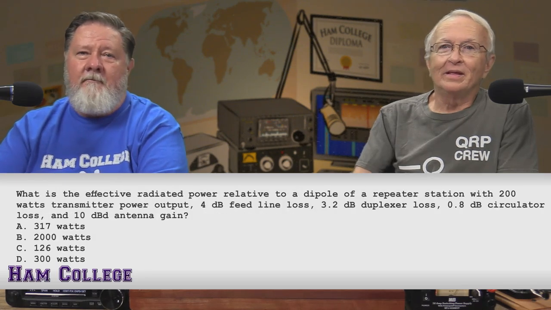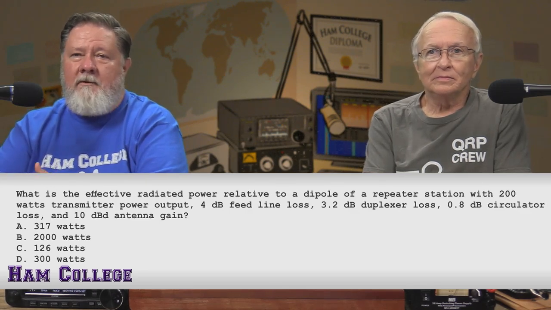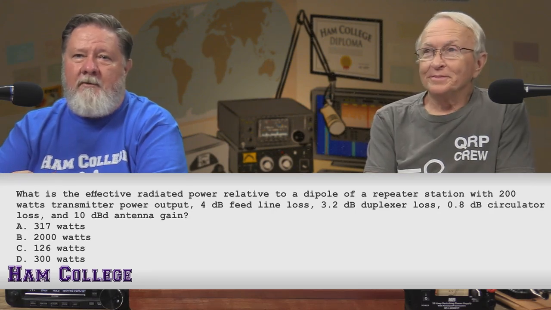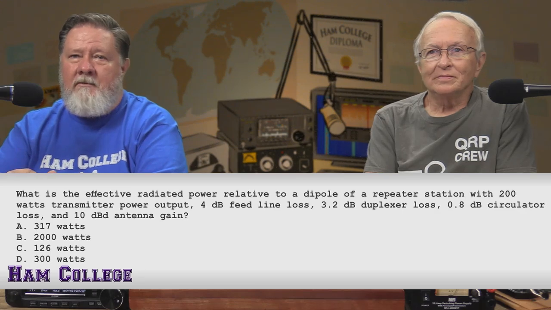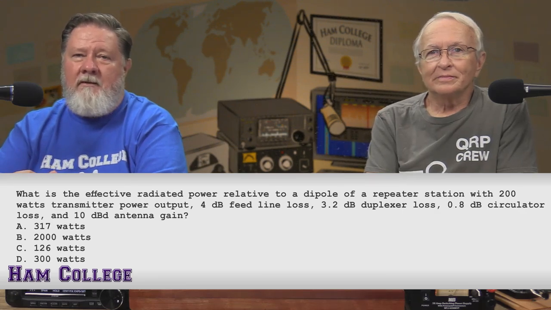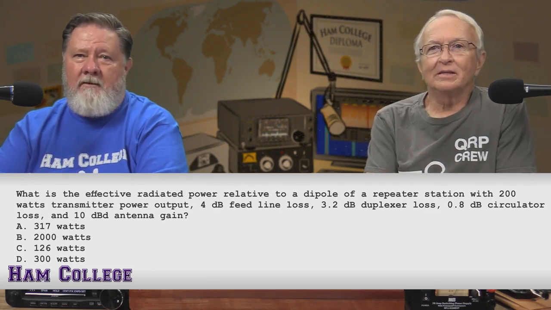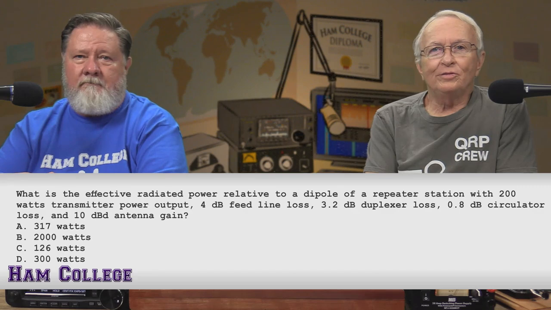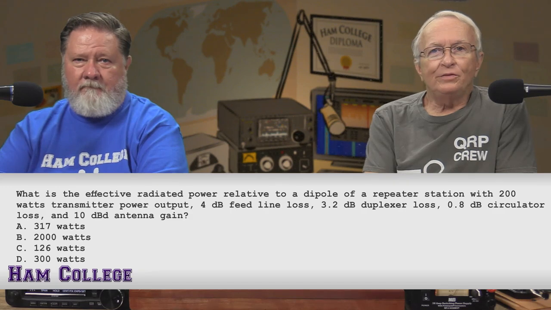All right, here's one back at you. What is the effective radiated power relative to a dipole of a repeater station with 200 watts transmitter power output, 4 dB feed line loss, 3.2 dB duplexer loss, 0.8 dB circulator loss, and 10 dBd of antenna gain? A, 317 watts. B, 2,000 watts. C, 126 watts. Or D, 300 watts.